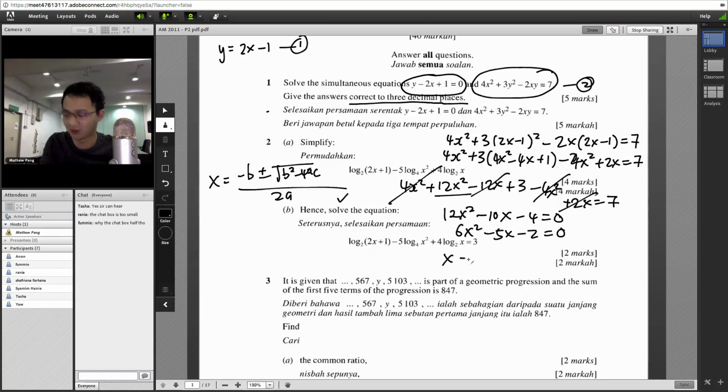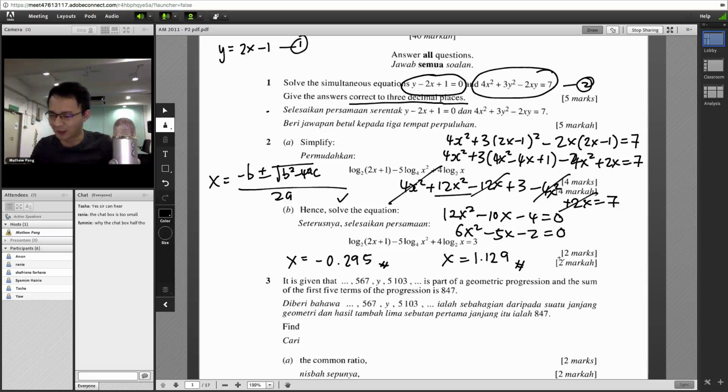Then you use your calculator to solve this one, and you should easily get the answer. Make sure you correct to 3 decimal places, because this is what the question asked for. So this is 6, negative 5, negative 2. The first answer should be 1.129, and the second answer is going to be negative 0.295. Okay, I get the same answer as mine.